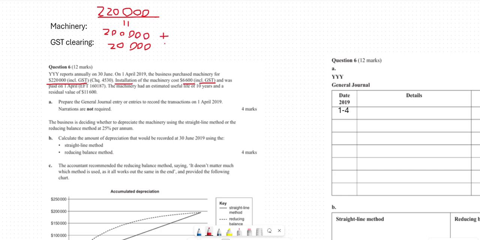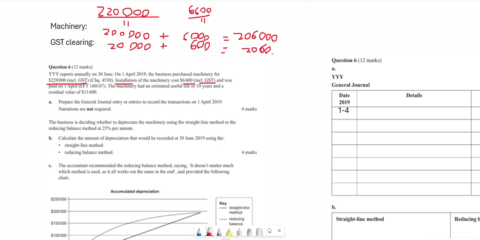Then we factor in the installation cost, 6,600. So same again. Take your 6,600, which includes the GST, so we divide that into 11 parts. 1/11 of that will be the GST, which is 600, and the other 10/11ths, 6,000, will be your installation. So add those two figures together, and the cost of our machinery is 206K. Our GST, 10% of that will be 20,600.